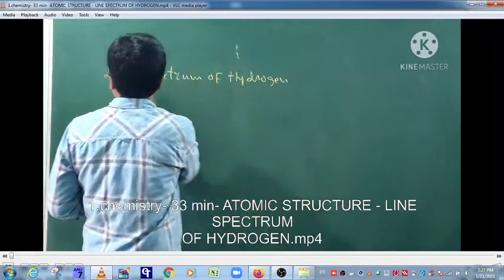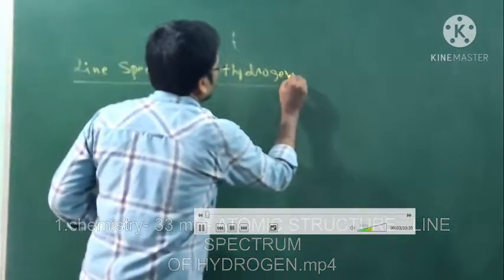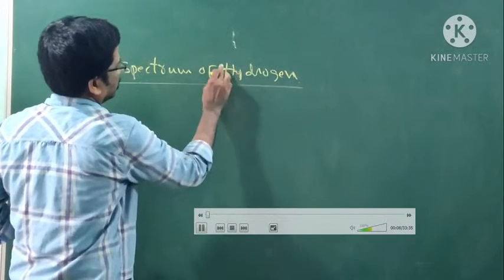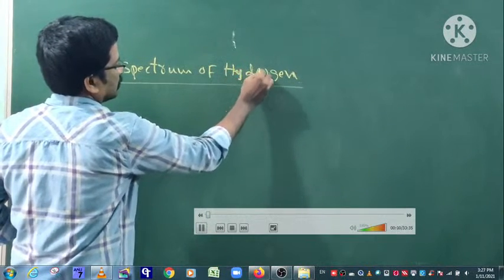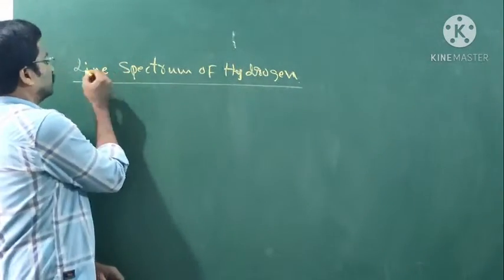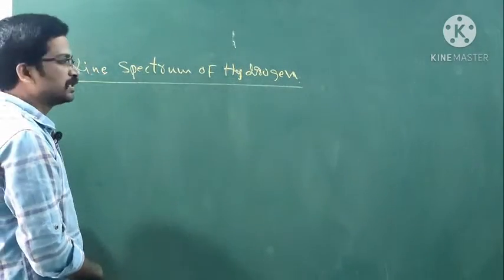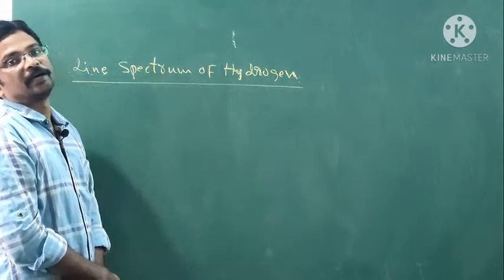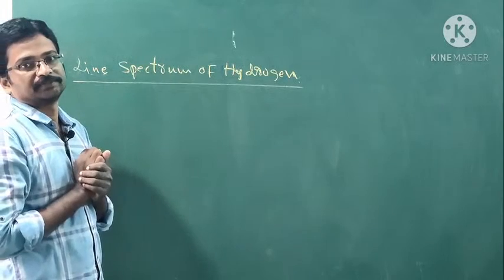Line spectrum of hydrogen. Balmer is the first scientist. He did the experiment by using hydrogen gaseous atoms.